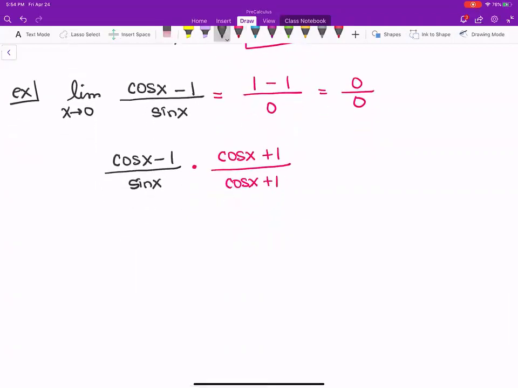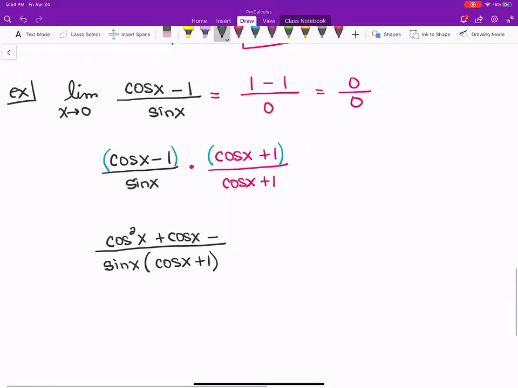Then the numerator, you have to distribute everything. So I'm going to FOIL out the numerator. I'm not going to multiply the denominator out because I'm trying to get something to reduce. So the denominator is going to stay as the sine of x times the quantity cosine x plus 1. Again, because I'm trying to get something reduced. But the numerator will become cosine times cosine, which is cosine squared. Cosine times 1, which is cosine. Negative 1 times cosine, which is negative cosine. And then negative 1 times 1, which is negative 1. So the numerator becomes cosine squared of x minus 1.